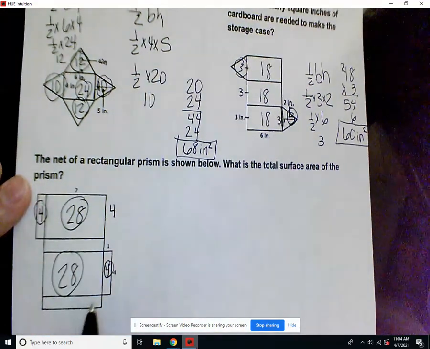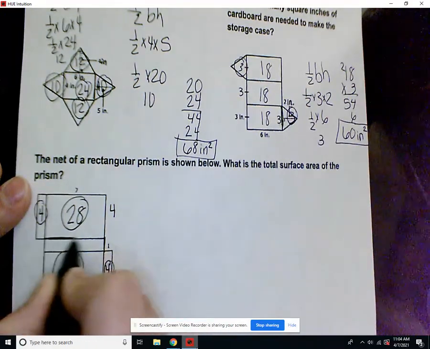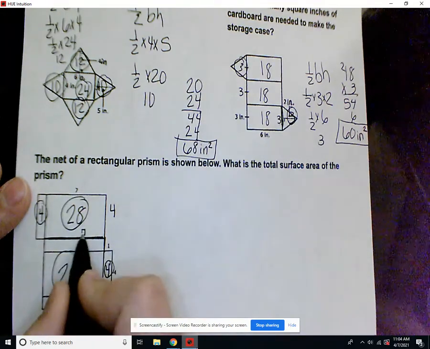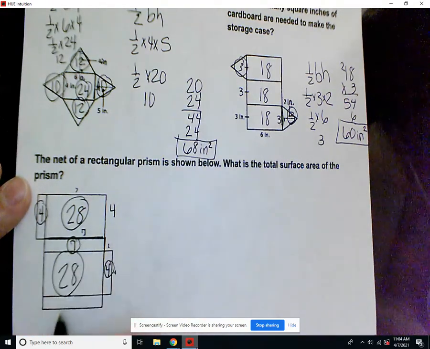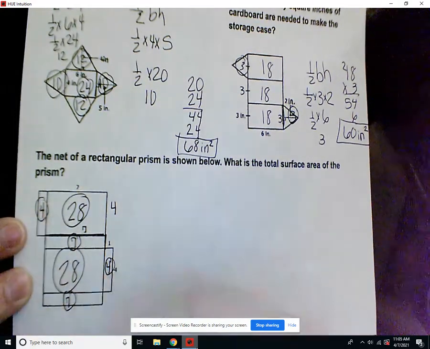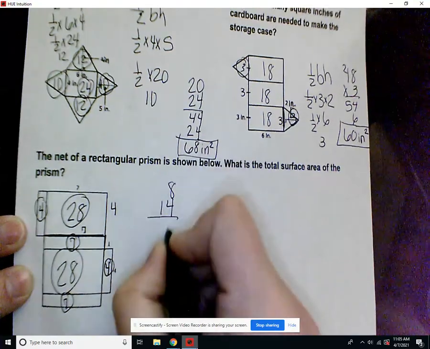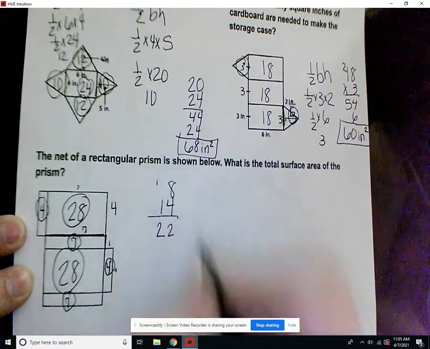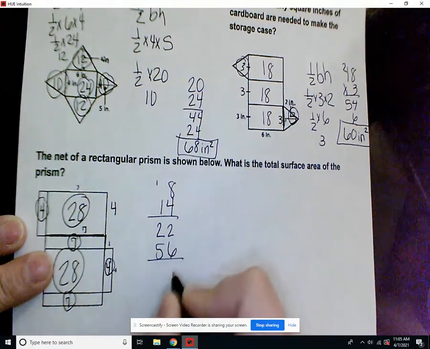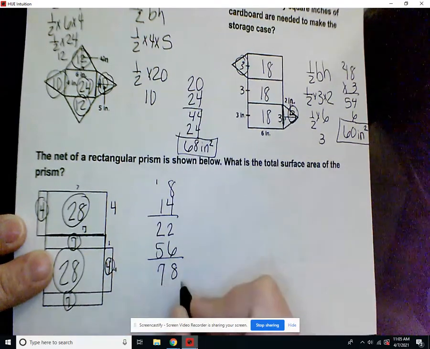Then we go to the long skinny ones. We can see we have a side of 1. And then our long side comes from our rectangle, which is going to be 7. So 7 times 1 is 7. And we have 2 of those. And so now we're going to add. 4 plus 4 is 8. 7 plus 7 is 14, which gives us 22. 28 plus 28 is 56. And I'm going to add it together, and we get 78 for our answer.